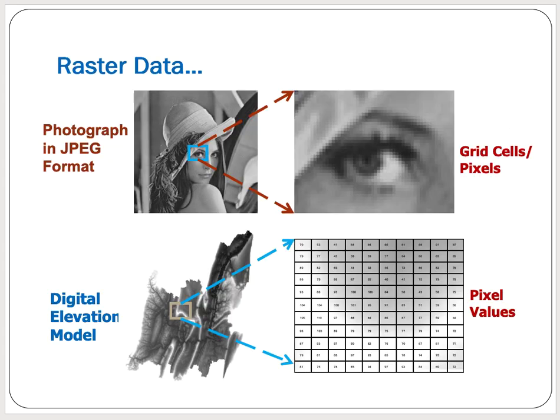A simple raster data can be a photograph in JPEG format, like we see here in this example. A more complex kind of raster data would be a DEM, also known as digital elevation model, which is formed of pixels with values which can be mathematically manipulated. And for suitability analysis, these kinds of mathematical manipulations are very useful. So we could see here with the DEM, the pixel values that make up that raster.